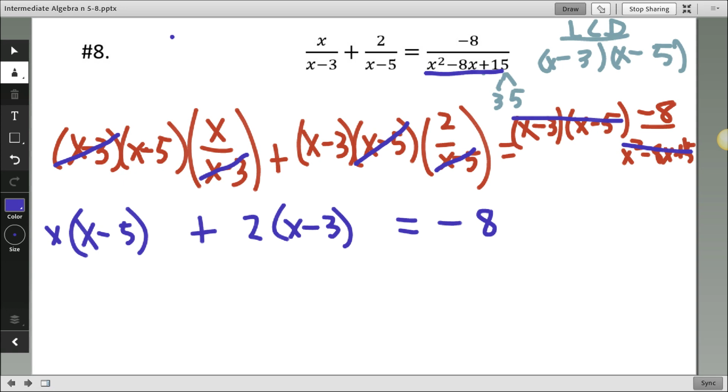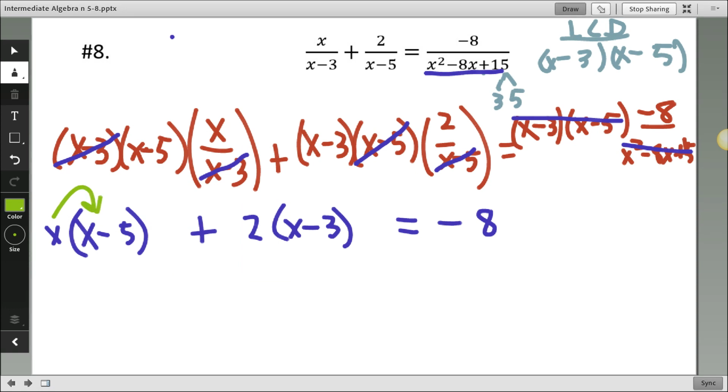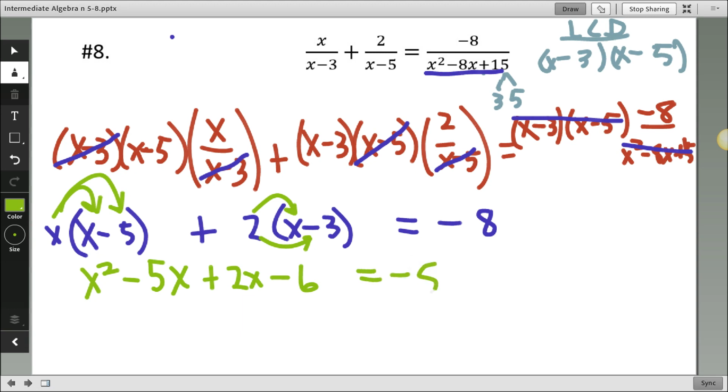And so at this point, we're down to x times (x minus 5) plus 2 times (x minus 3) equals negative 8. Multi-step equation, variables on both sides. So go through our process, distribute if we need to. X times x is x squared. X times negative 5 is negative 5x. 2 times x is 2x. 2 times negative 3, negative 6, equals negative 8.